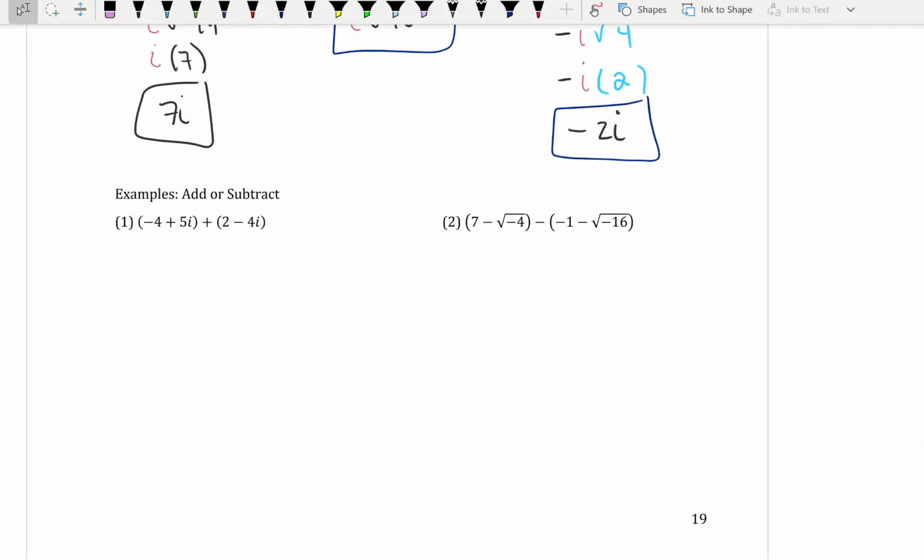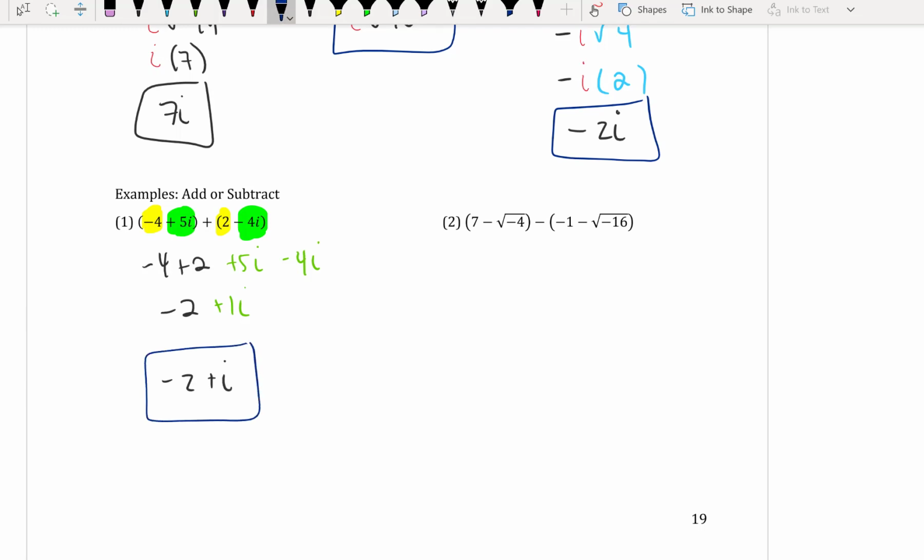Now we're going to add and subtract. So when adding and subtracting, we can really just add things that are alike. So I have my -4 plus 2, and I have a positive 5i and a -4i. So I can combine like terms. If I have -4 plus 2, that would give me a -2. And a positive 5 minus a 4 would give me a positive 1i. Or I can just write it as -2 plus i.